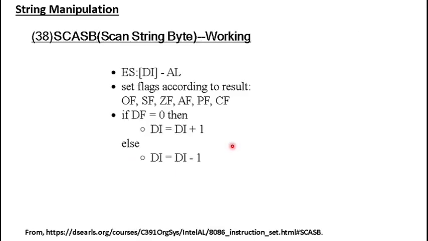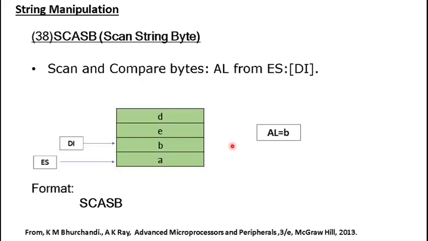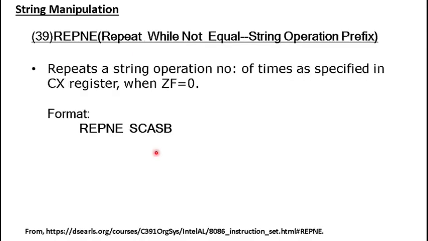Now, as we have seen, for a single execution of SCASB, only a single byte is compared with the entry stored in AL. We may need to check the entire string for a suitable pattern. Until we find a match, we have to go through the entire string. So we have to repeat SCASB when the subtractions don't give a zero, which means we still haven't got a match. We have to repeat while the individual bytes are not equal.